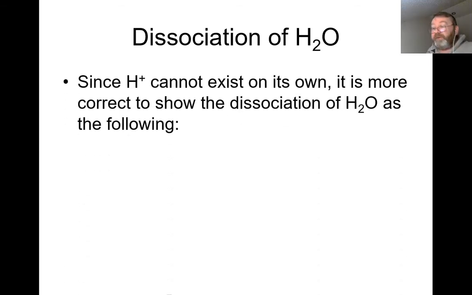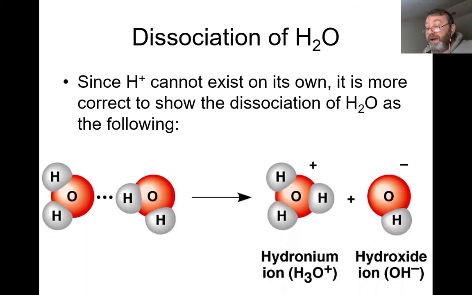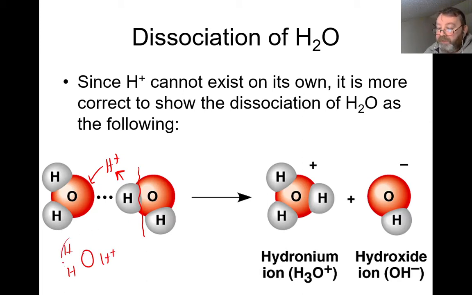Since H plus cannot exist on its own, as we said already, it is more correct to show the dissociation of water as the following. And this is something we spoke about in 5th year. Two water molecules. Notice that this hydrogen breaks off, becomes H plus, but because protons can't exist on their own, it piggybacks on the water molecule to give you H3O plus. And overall, because water is neutral, that is the hydronium ion, which can be treated as the symbol H plus.